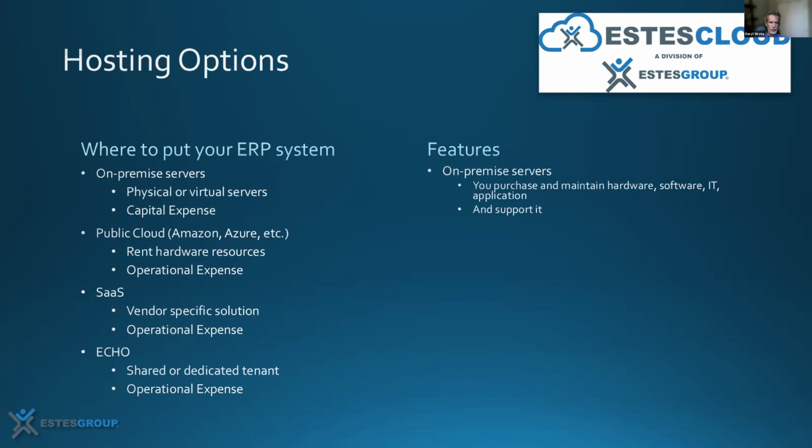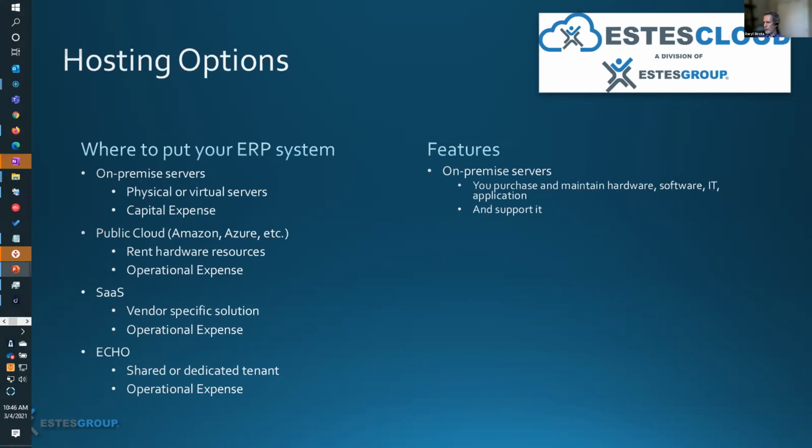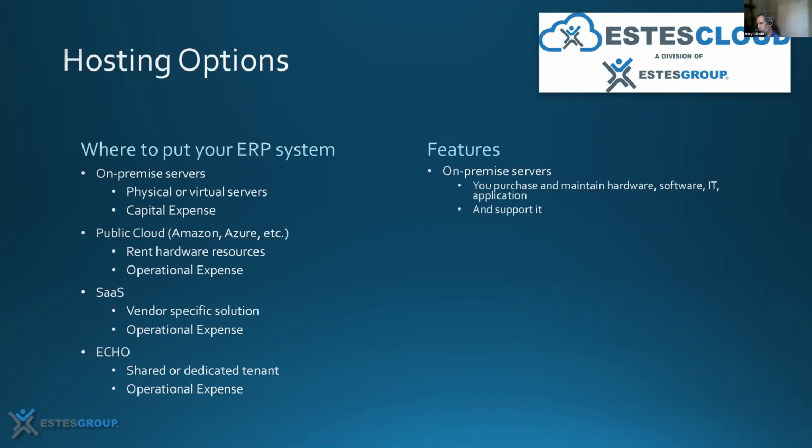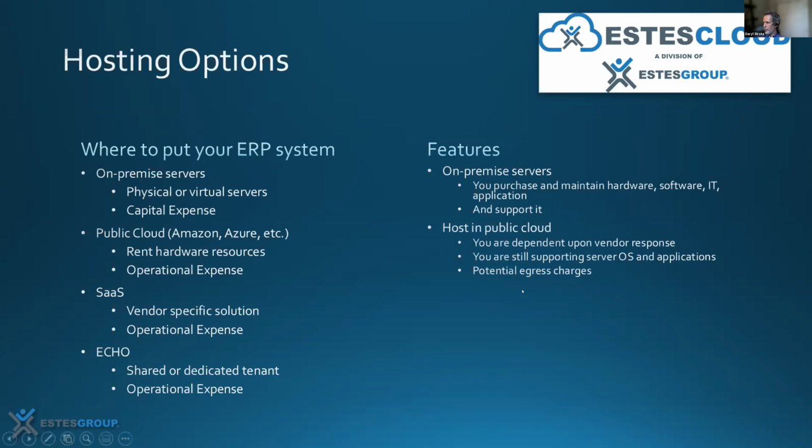Now, each of these have pros and cons. The on-premise servers, you get to buy and maintain and monitor and support the whole animal. If you're renting from the public cloud, first off, you're dependent upon vendor response. If Epicor is running slowly, you're calling Microsoft and going, why is my server running slowly? You're still going to support the operating system and the applications. You're still going to have to monitor the servers.